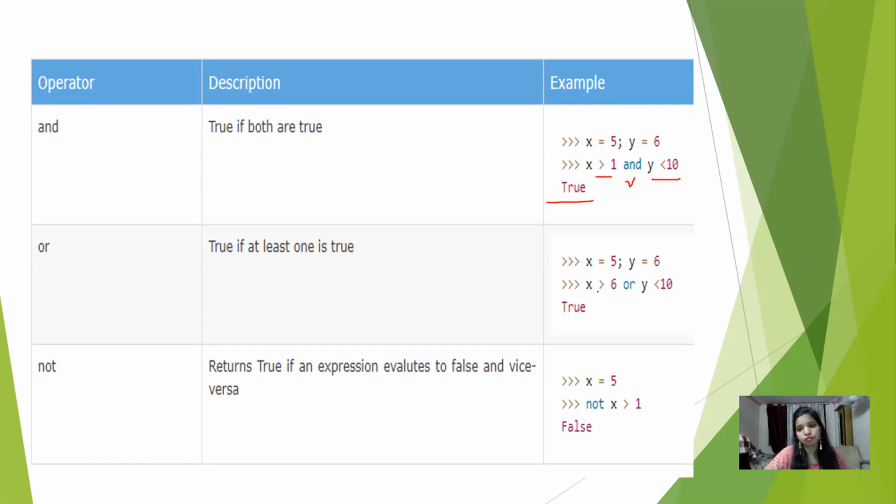Now for the OR operation, if any one condition is true, then the answer is true. x is 5, x greater than 6, no. y less than 10, yes. But any one is true, so the answer will be true. Now not: x is 5, not x greater than 1 means x is not greater than 1. But x is actually greater than 1, so not x greater than 1 is false. I think there is no need to do this in Python. You understood it very well.